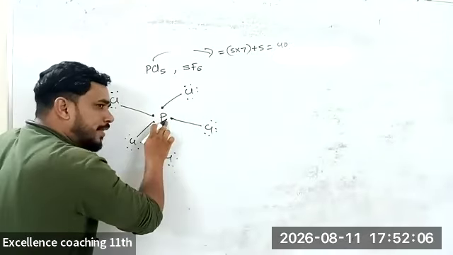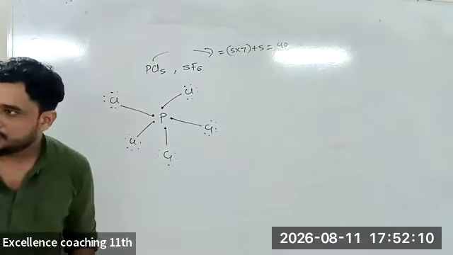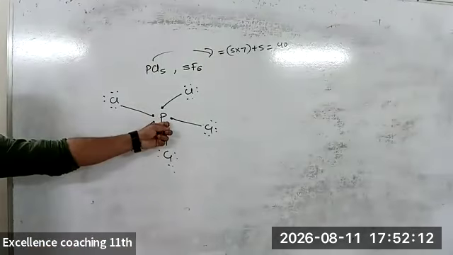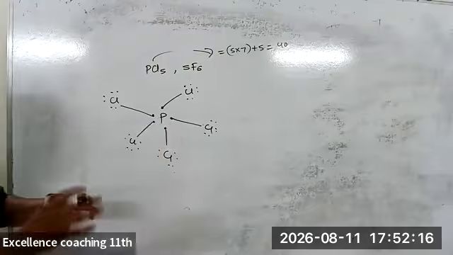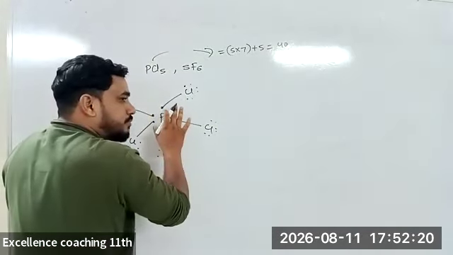So this is my central atom. I have to join them by a single bond. Here the octet has expanded, it is more than 8. Yes or no? Let's count. So how many electrons are used here?